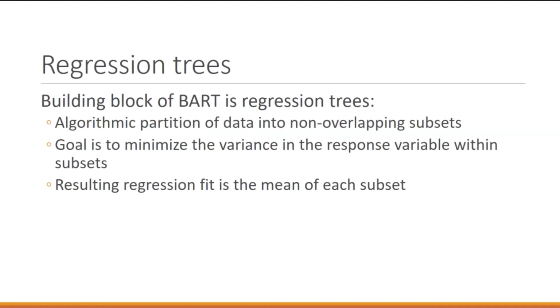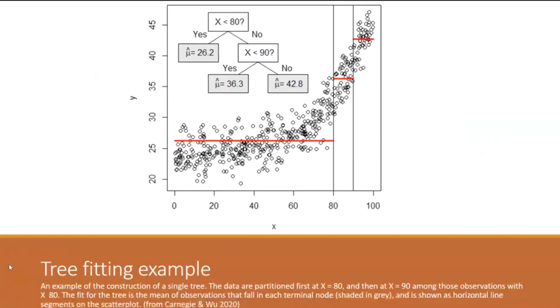So it's a non-parametric approach that is not assuming any particular functional forms, strictly partitioning the data and then taking the mean within groups as our prediction or our fit. So to give an example of what this might look like, this is a figure from a paper that I wrote, but I kind of like it.